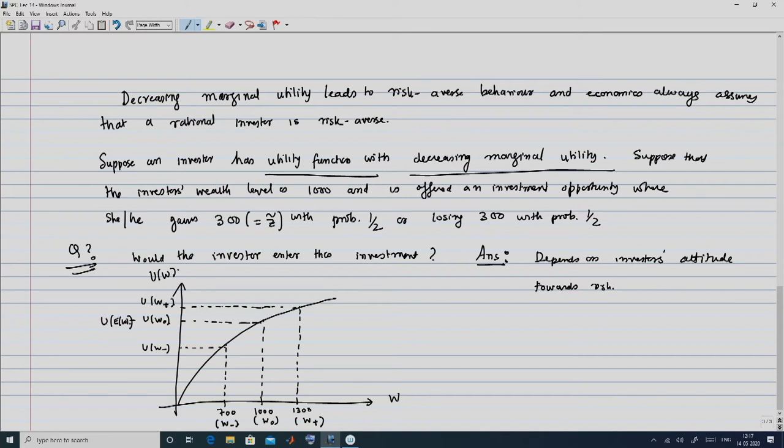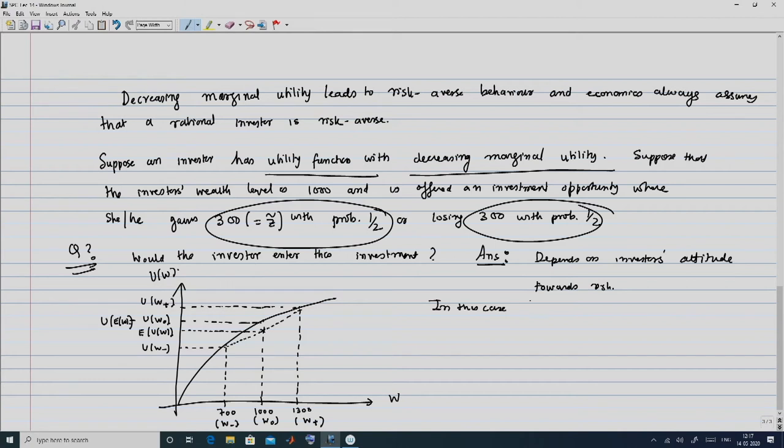Okay, now once you have made the investment, remember that it can either go down to 700 with probability half, or it can go to 1300 with probability half. So, the expected utility will be somewhere here. This is going to be the expected U of W. In this case, when the investor gains, the wealth increases to 1300, which I will denote as W plus, equal to W naught plus Z tilde. So, I will identify 1000 as W naught. Please make a note of it.